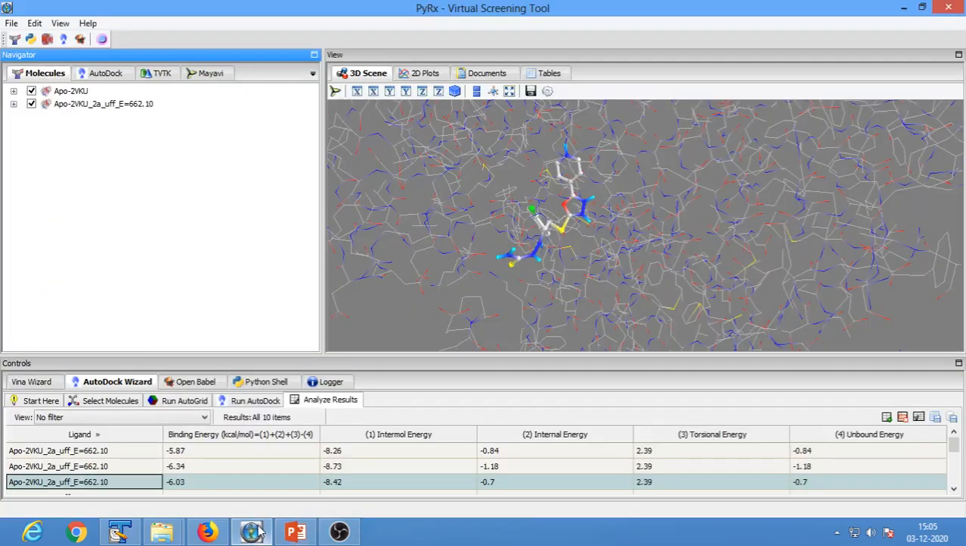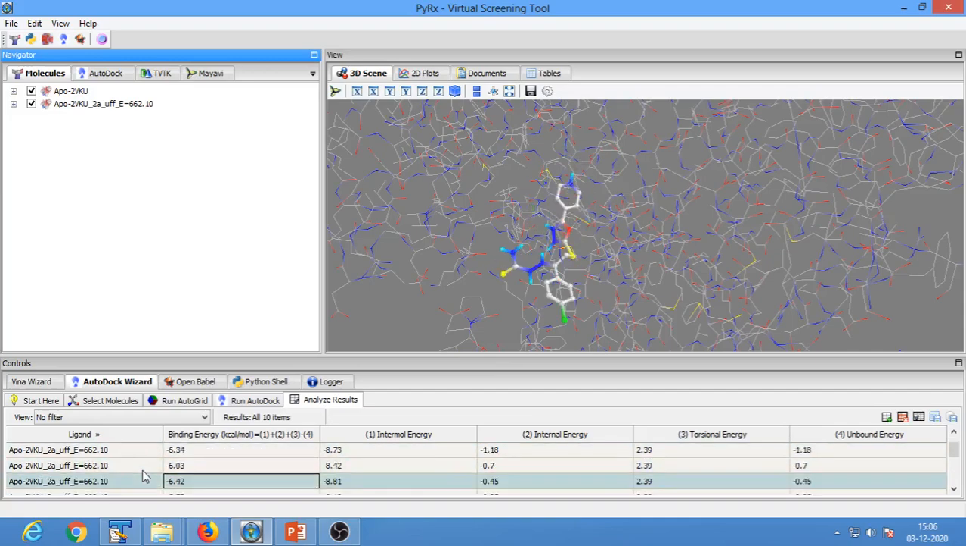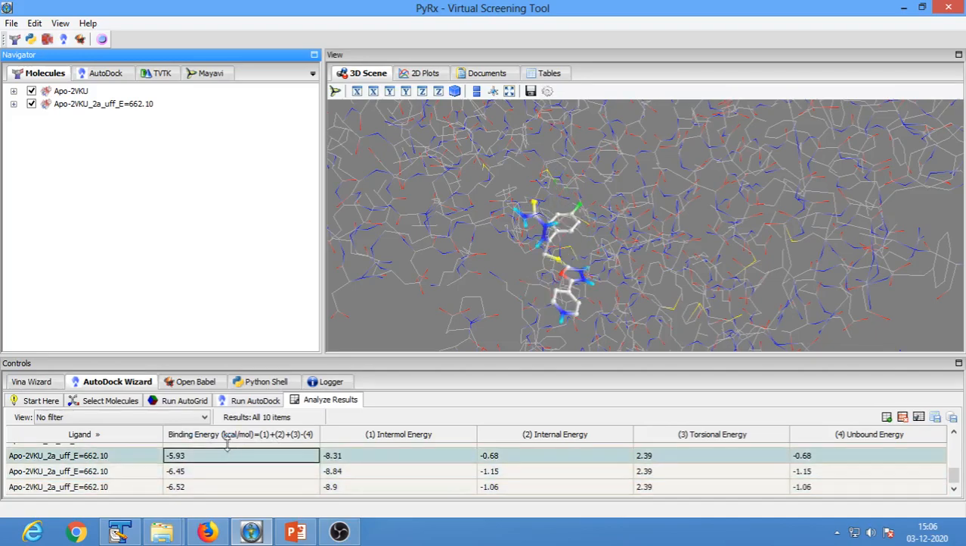Okay, and each and every pose is associated with some binding free energy value, and these binding free energy values reflect the affinity of this pose to your ligand. So for each pose you need to calculate some affinity value, and in the case of AutoDock this affinity value is given by binding free energy in terms of kilocalories per mole.